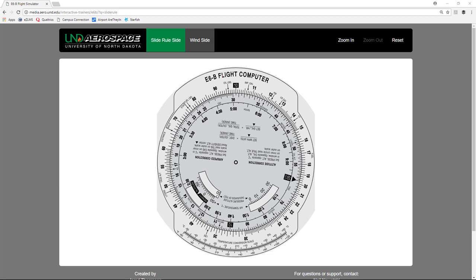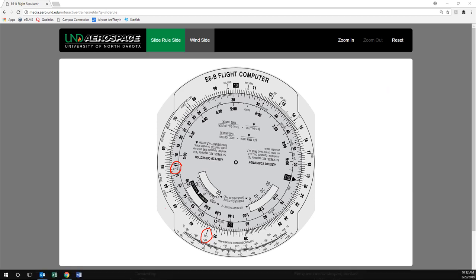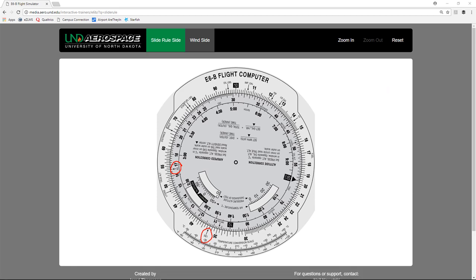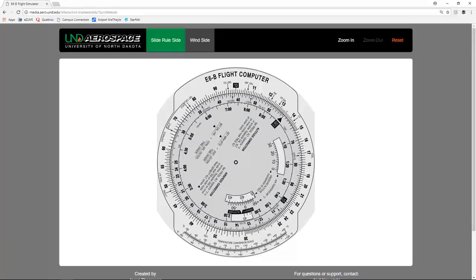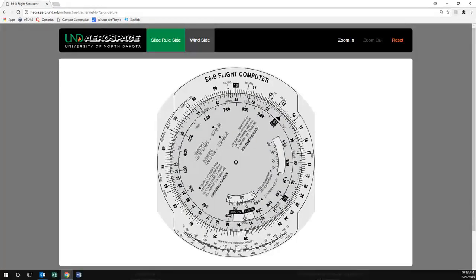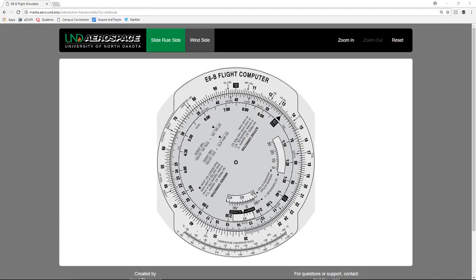Okay, next we'll do some weight conversions. So you'll notice on the A scale there is an arrow for pounds. On the B scale, an arrow for kilograms. Kilograms is the metric unit, pounds is the imperial unit. So if we align those two together, we should be able to convert pounds on the A scale with kilograms on the B scale. So we'll align those two arrows right there. So now your kilograms and pounds are aligned.